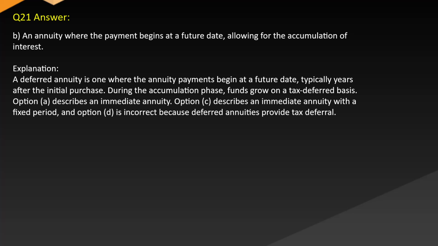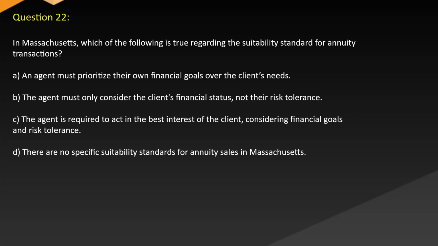Option A describes an immediate annuity. Option C describes an immediate annuity with a fixed period, and option D is incorrect because deferred annuities provide tax deferral. Question 22. In Massachusetts, which of the following is true regarding the suitability standard for annuity transactions?